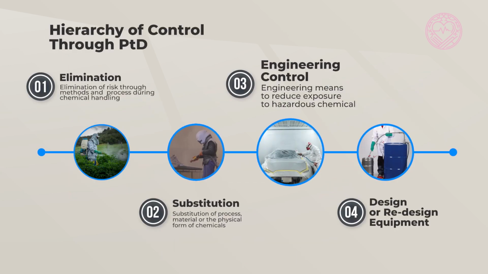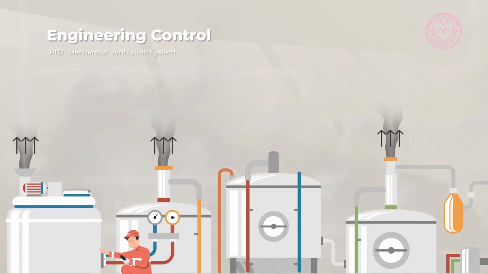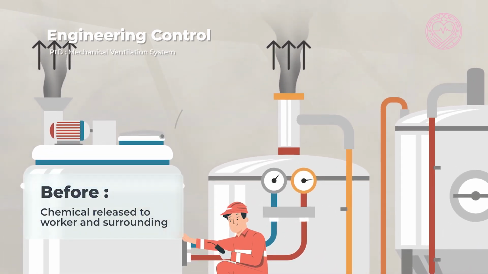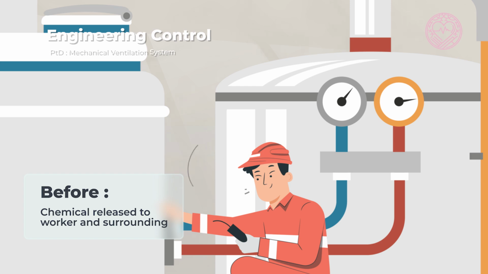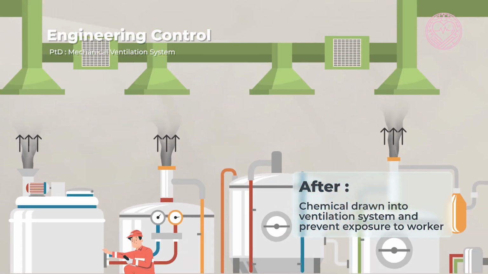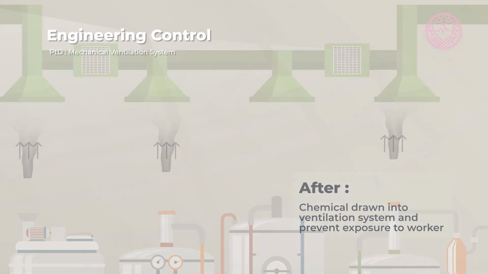3. Engineering control. Engineering means to reduce exposure to hazardous chemicals. 3. PTD. Exposure through chemical process. PTD. Mechanical ventilation system. Before, chemical released to the workers and the surroundings. After, chemical is drawn into the ventilation system and prevents exposure to the workers.